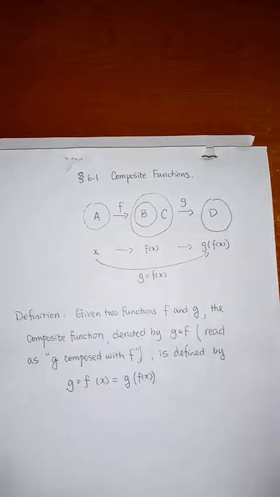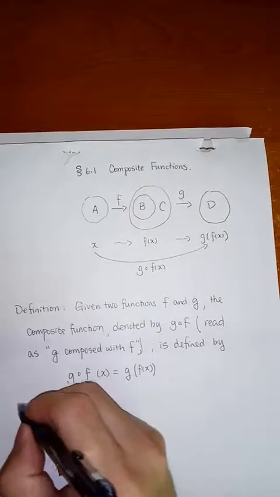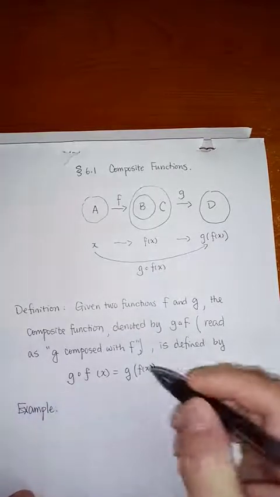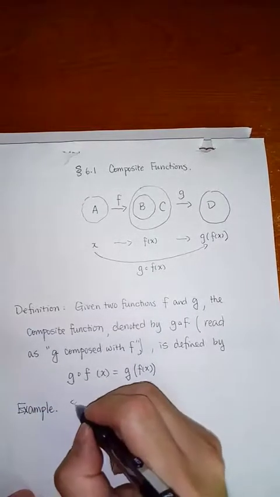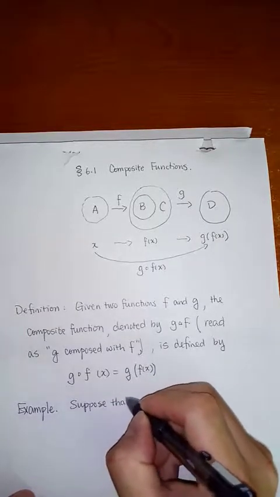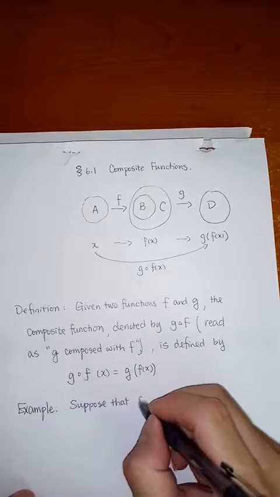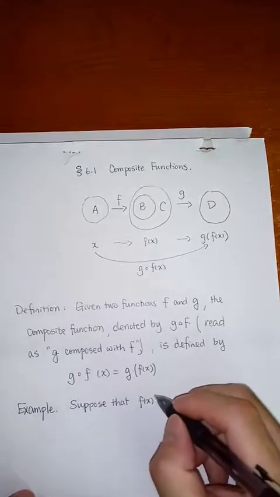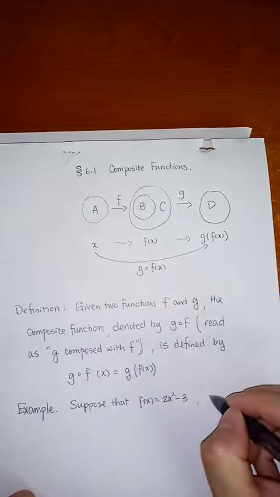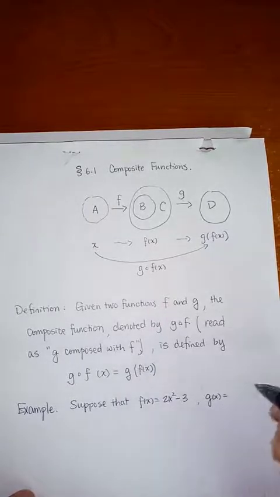Okay, so let's see the example. Suppose that f(x) is 2x squared minus 3, g(x) is 4x. Okay, and then let's see.